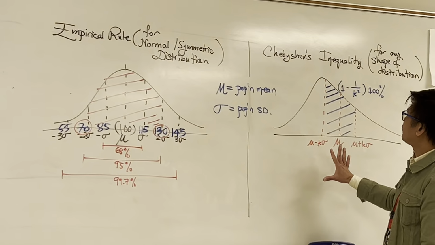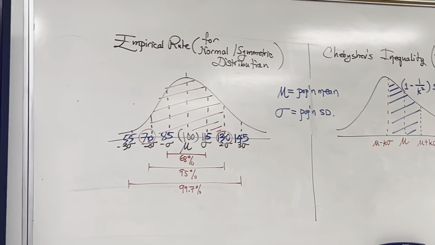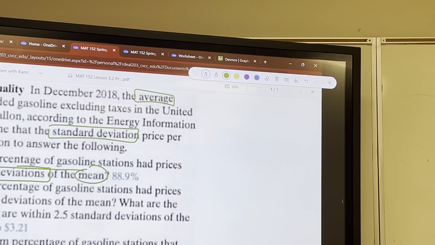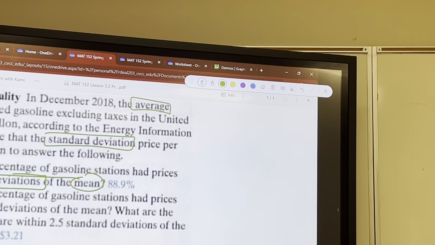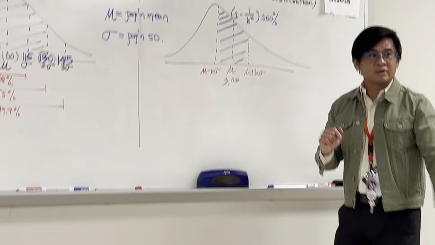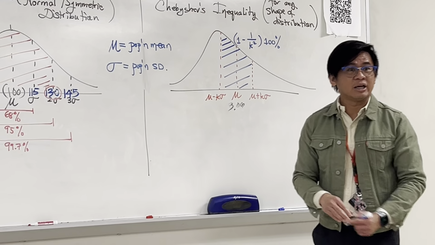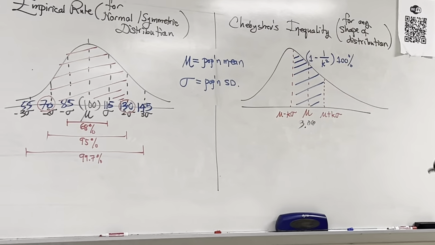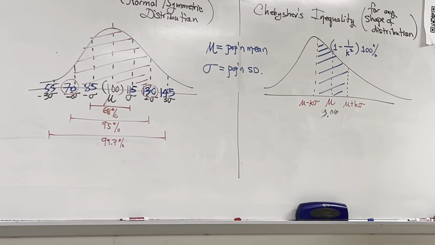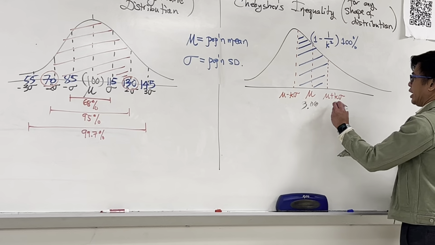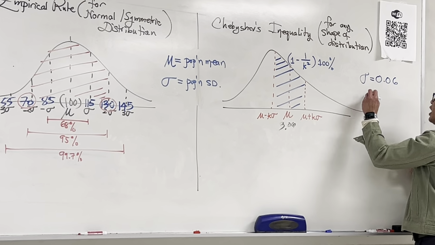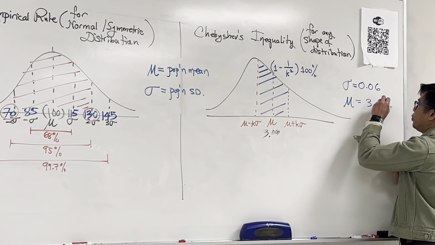So in this case, for Chebyshev's inequality, what is the mean again? Mu is $3.06. Mean and average are basically synonymous, so when you say the mean or the average, they're the same. Next, what's the standard deviation? 6 cents, 0.06, or 6 pennies. So your sigma here is 0.06 and your mu is 3.06.